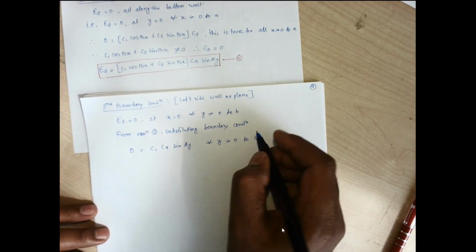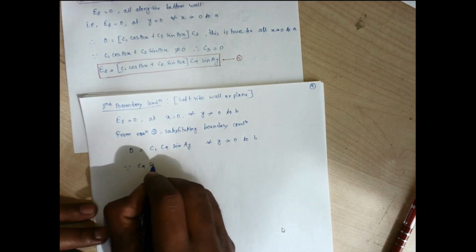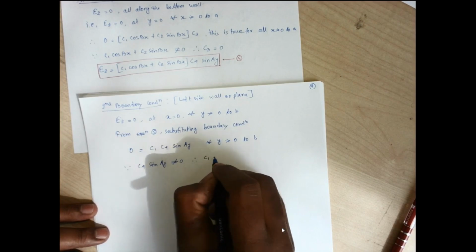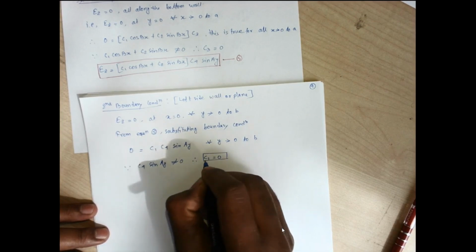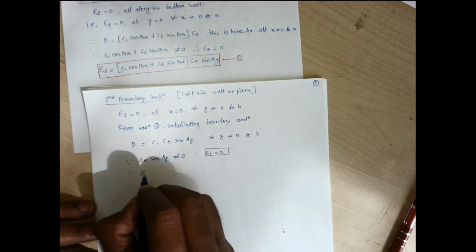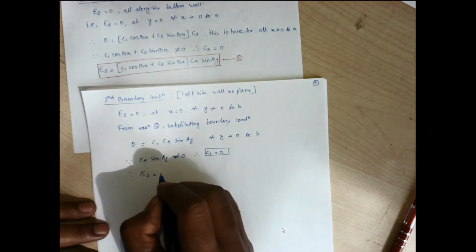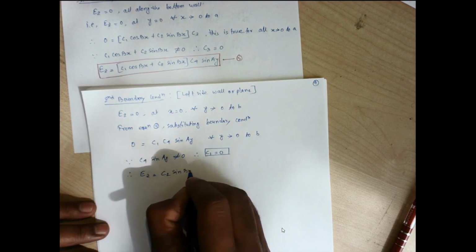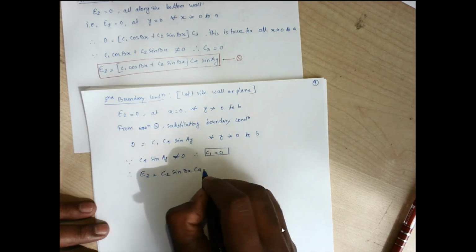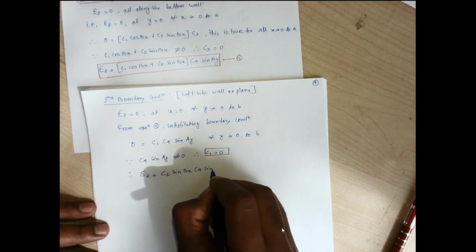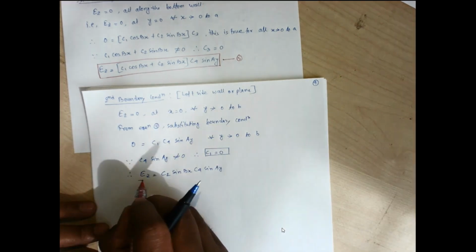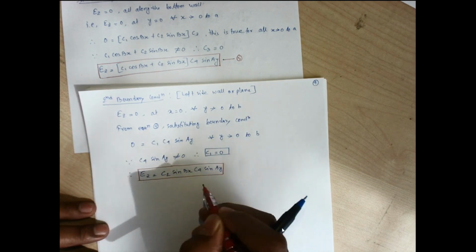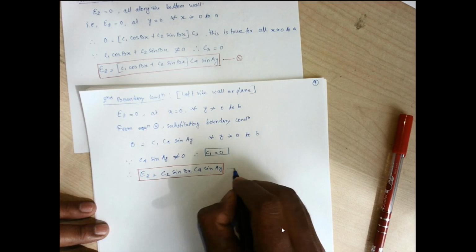So here, since c4 sin ay cannot be 0, therefore c1 is equal to 0. So our Ez is simplified as c2 sin bx c4 sin ay. It is another simplified Ez. Let us give equation number 6.